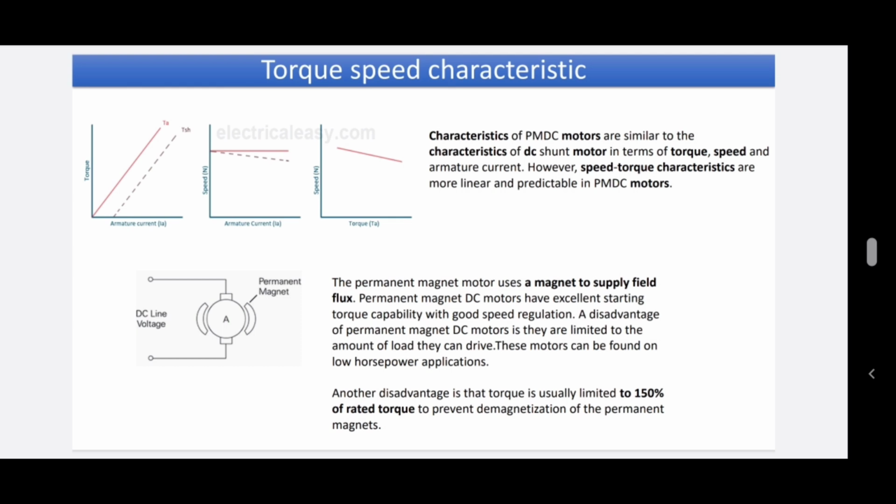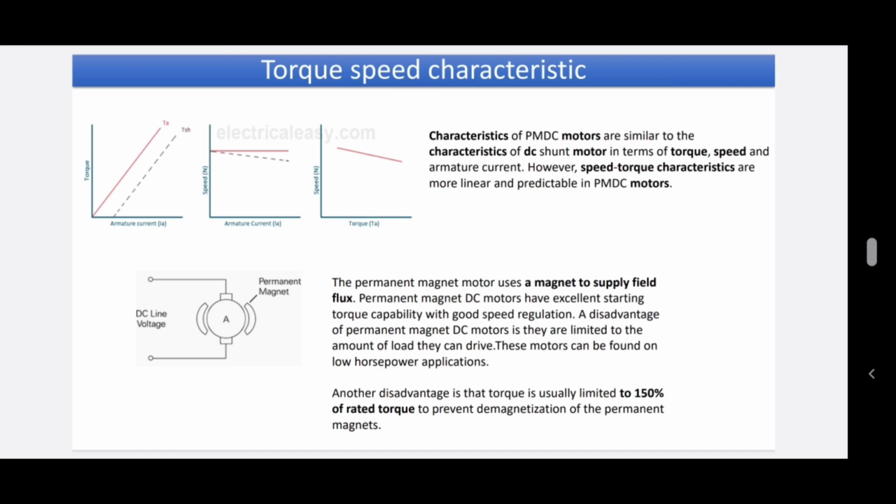So, the third objective is torque speed characteristic. Characteristics of PMDC motors are similar to the characteristics of a DC shunt motor in terms of torque, speed, and armature current. However, speed-torque characteristics are more linear and predictable in a PMDC motor. The permanent magnet motor uses a magnet to supply field flux. Permanent magnet DC motors have excellent starting torque capability with good speed regulation.